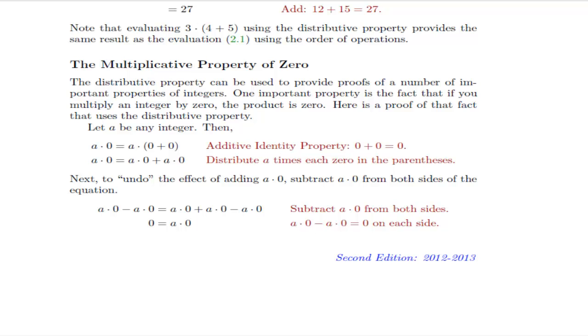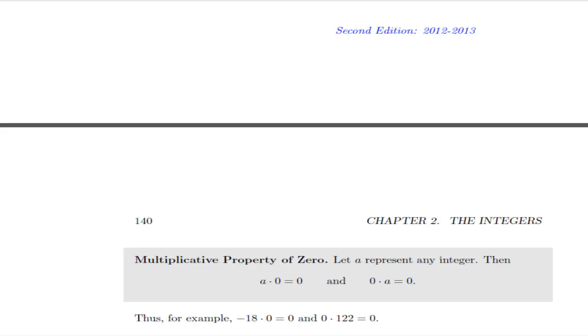Let a be any integer, then a times 0 equals a times the sum of 0 and 0, and distributing the a, we get the product of a and 0 plus the product of a and 0. Next, to undo the effect of adding the product of a and 0, subtract the product of a and 0 from both sides of the equation. We have on the left side the product of a and 0 minus the product of a and 0, which is 0, and on the right side just one product of a and 0 left. So 0 equals a times 0.